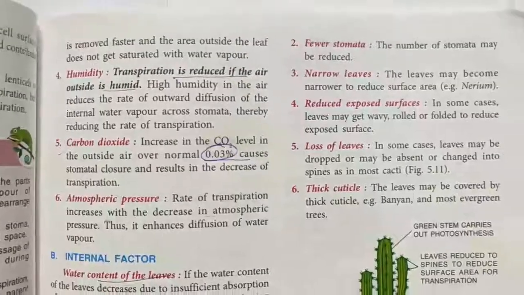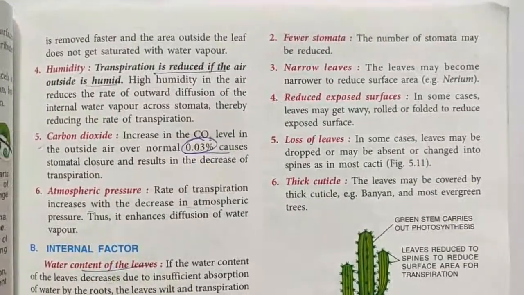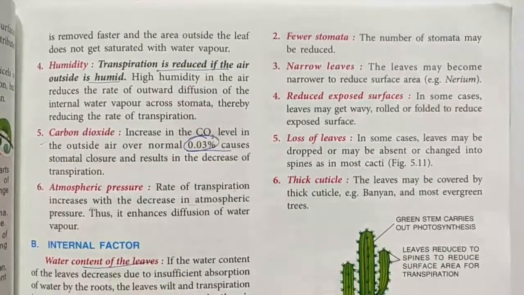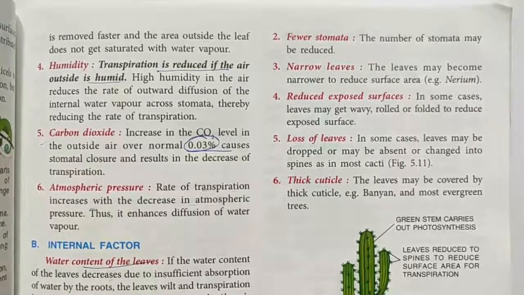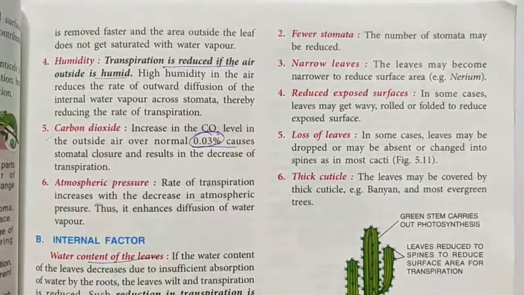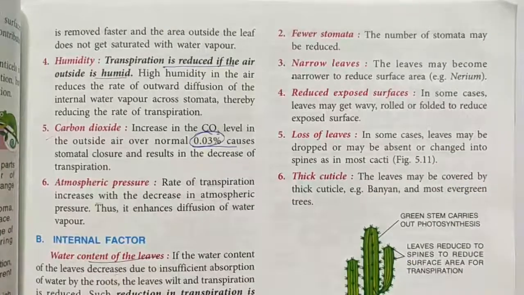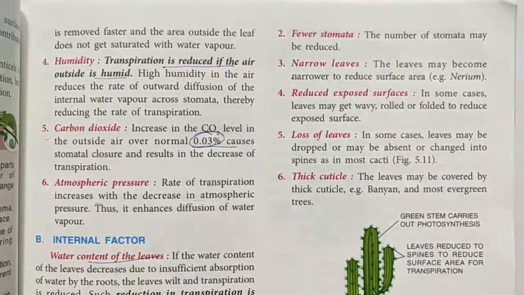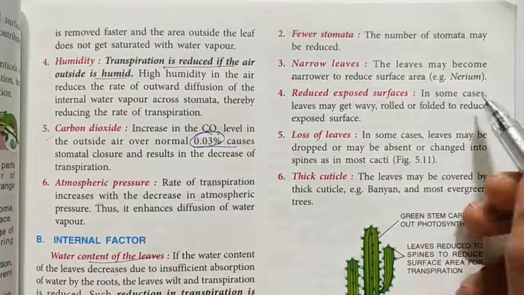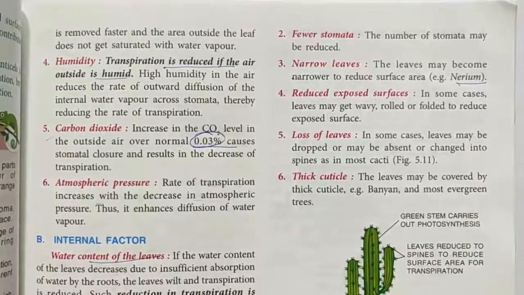Next is fewer stomata. Of course, if the stomata are fewer in number, the rate of transpiration will be lower. If the concentration of stomata is greater, more transpiration will take place. The third one is narrower leaves. If the leaf is narrow, the surface area is less, so there will be a reduction in transpiration. An example is nerium.